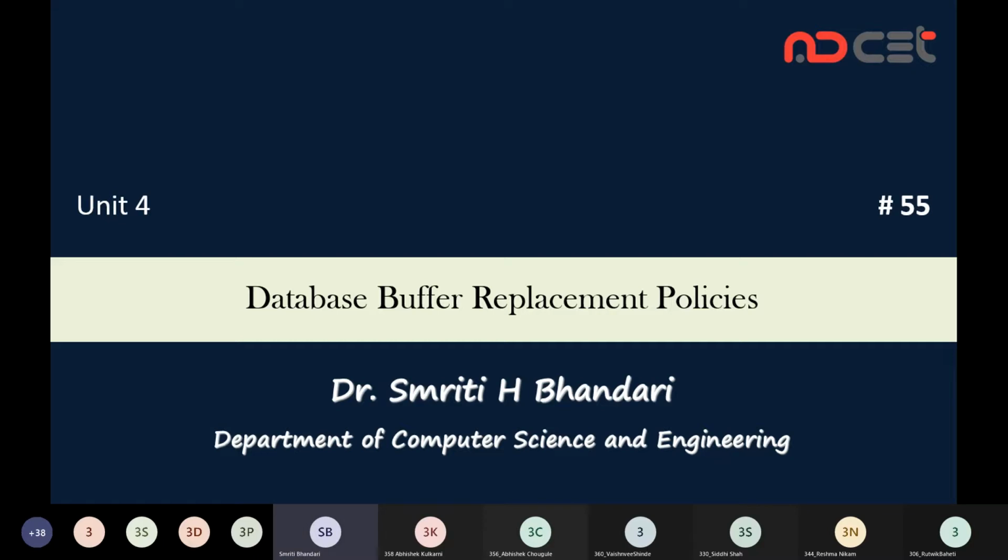How this buffer manager works we have seen in the last class. In the last class, we started discussing the memory management schemes. And under that, we want to discuss database buffer replacement policies. So the goal of replacement strategy for blocks in the buffer is to minimize accesses to the disk.